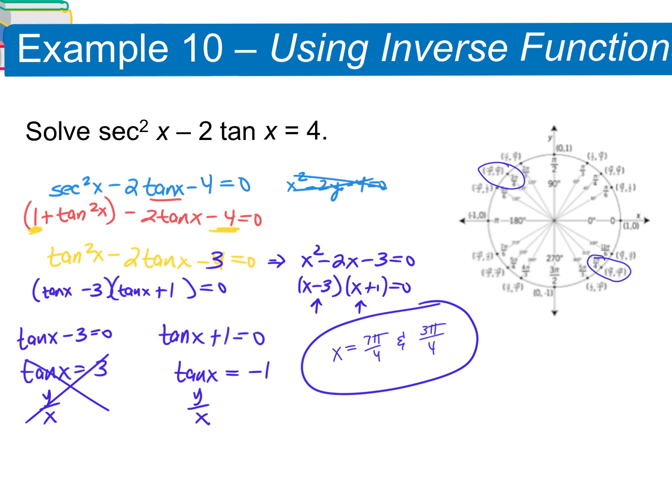Always think algebraically. If you have a trig function squared and you have a trig function to the first power and they're both the same, move to one side and factor. If they're not the same, that means you can use your identity sheet and somehow convert them to be the same.